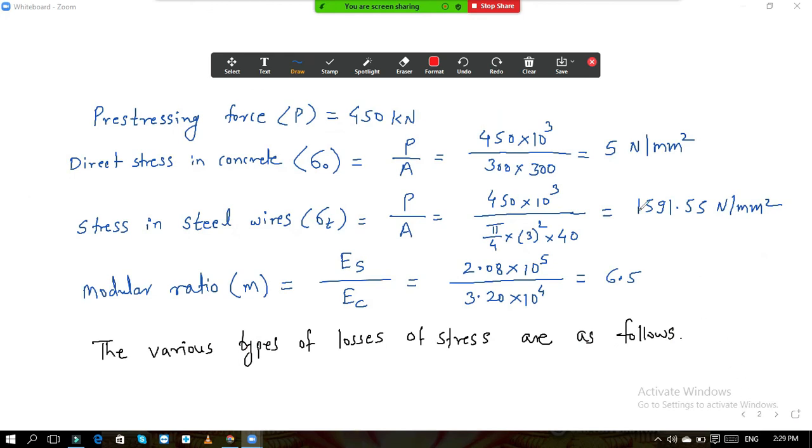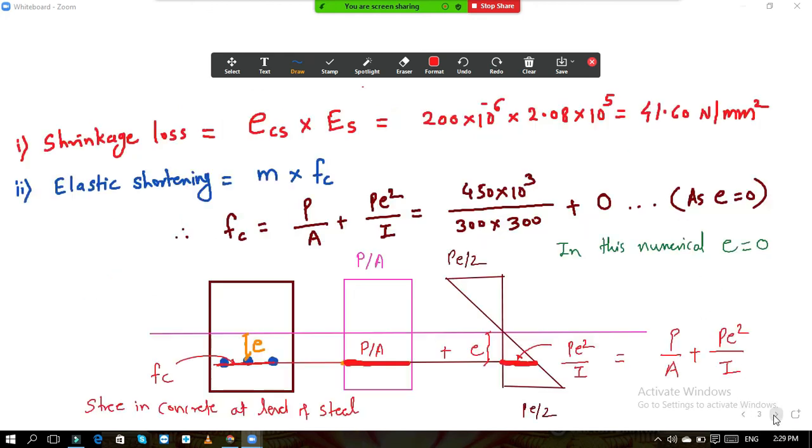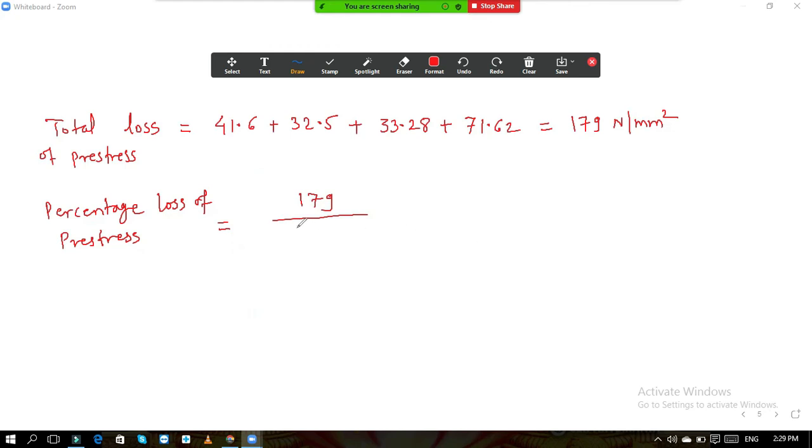The initial stress we calculated, 1591.55. So it is 1591.55 okay into 100, which is equal to how much? 11.24%. So this is the 11.24%. And if the problem goes only up to here, they have asked only this much, then that is it.